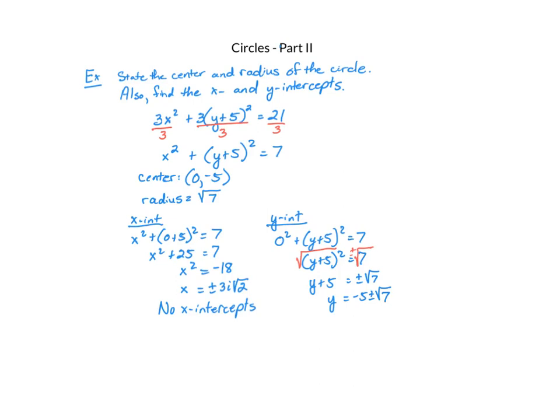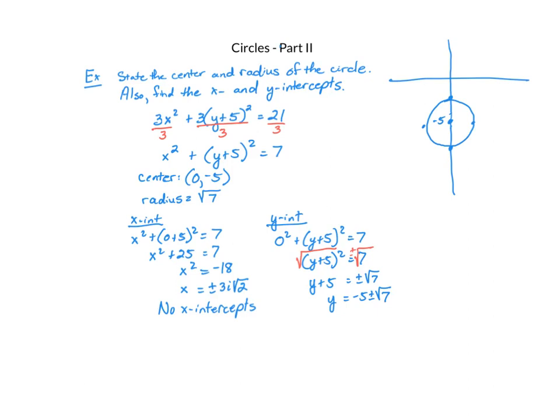Let's draw a rough sketch up here. Now my center is at (0, negative 5), so let me put that right here. Now the radius is the square root of 7. So as a decimal, the square root of 7 is approximately 2.6. So from this point right here, I will go up 2.6 units, down 2.6 units, to the right 2.6 units, and to the left 2.6 units. And I'll do my best to draw a circle that goes through those points.